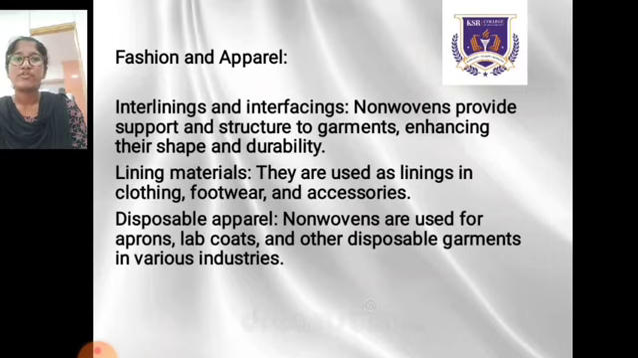Non-wovens provide support and structure to garments, enhancing their shape and durability. Next, lining materials. They are used as lining in clothing, footwear and accessories. Next, disposable apparel. Non-wovens are used for aprons, lab coats and other disposable garments in various industries.